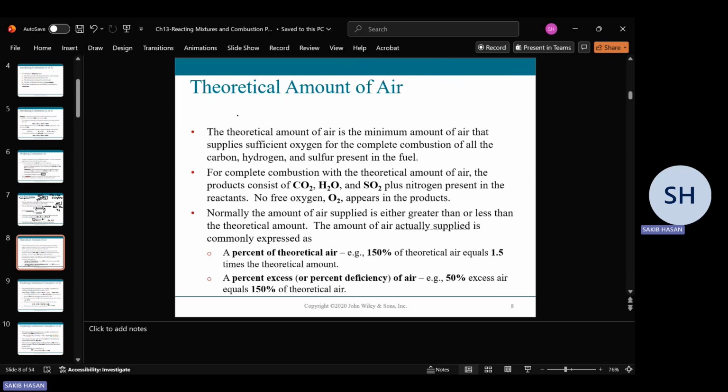Now, under the next part, we have what's called the theoretical amount of air. This is just the minimum amount of air that you need for a complete combustion. Usually in practice, you're not getting exactly the theoretical amount of air. Ideally you would, but it might not always be possible in practice. So you might be getting less than this, or you might be getting way more than this. The excess or the deficiency, we usually write as a percentage, as you can see here.